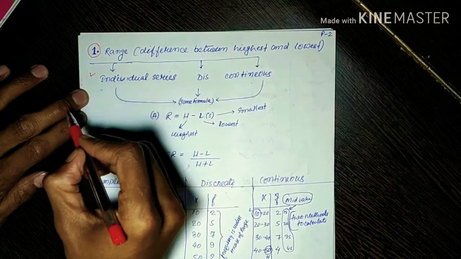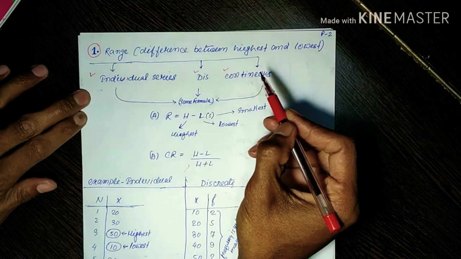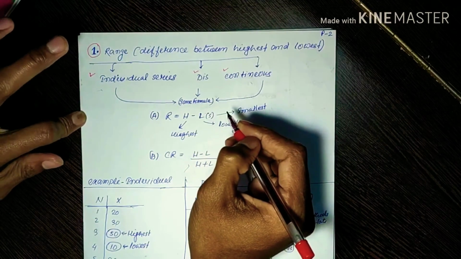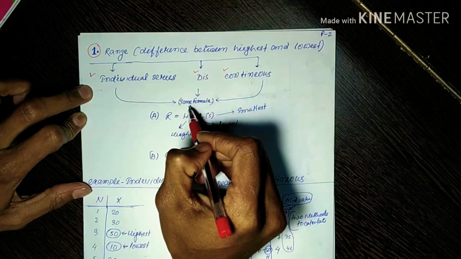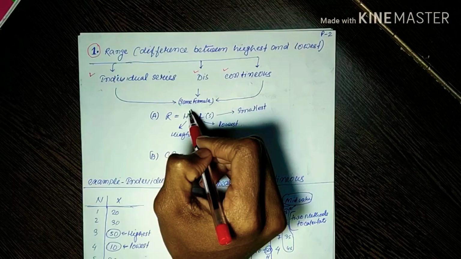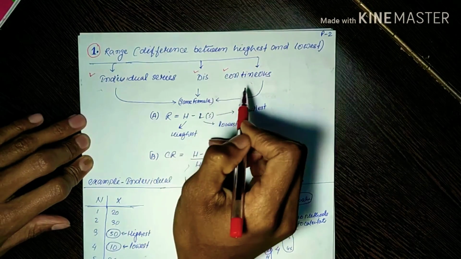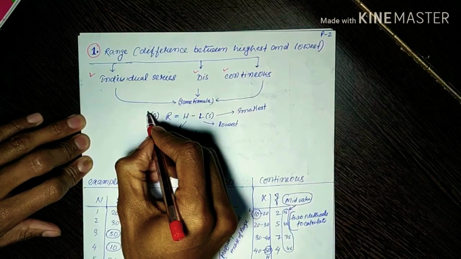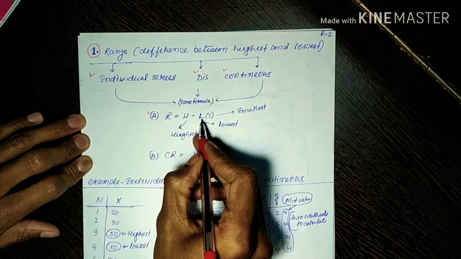Now, in case of range, we need to find it in three types: number 1, individual series; number 2, discrete series; and number 3, continuous series. The important thing is that for range, these three series have a single formula. The formula is the same for individual series, discrete series, and continuous series. So the formula for range is R equal to H minus L.